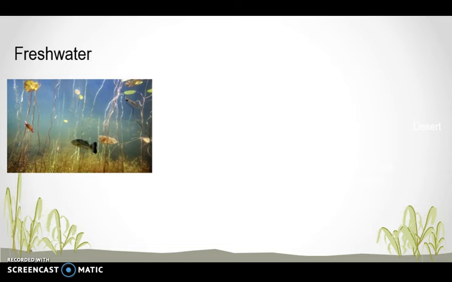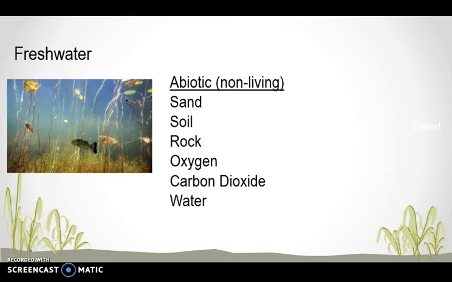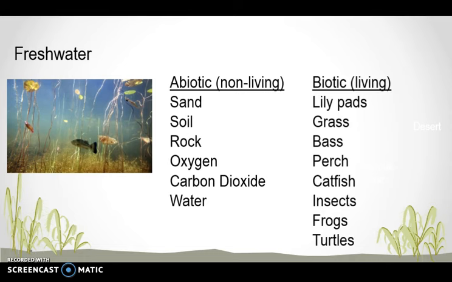In the freshwater ecosystem, we have got some abiotic resources such as the sand, soil, rock, oxygen, carbon dioxide, and water. And within that same ecosystem, we also have several biotic resources. The vegetation such as the lily pads, the grass, the animals that are within that particular ecosystem such as bass, perch, catfish, insects, frogs, and turtles, and much, much more.